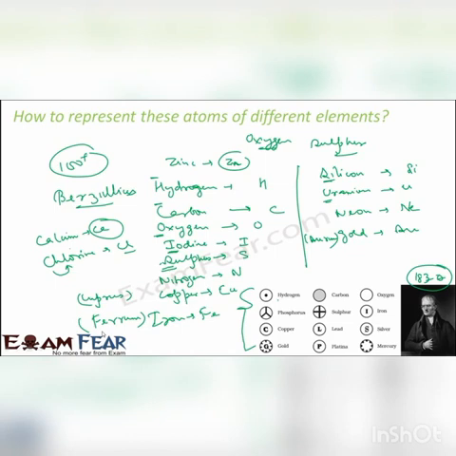Okay, so this is how these atoms of different elements are represented. We don't use the symbols suggested by Dalton because there are so many elements, it is difficult to remember. For example, not only is it difficult to remember that hydrogen is this and carbon is this, but hydrogen is H, carbon is C, oxygen is O. It is a little easier to remember.